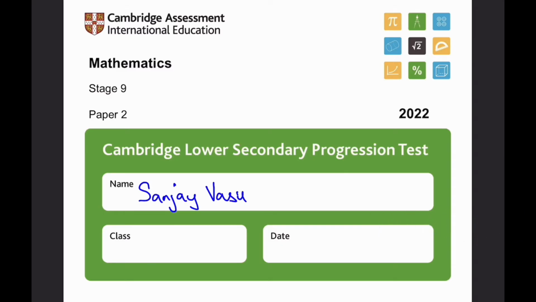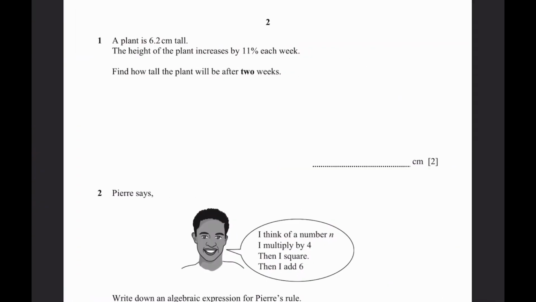This time I'm going to be doing it on the Cambridge Lower Secondary Progression Test for Mathematics Stage 9 Paper 2, 2022. We are allowed to use the calculator. Let's start. Question 1. A plant is 6.2 centimeters tall. The height of the plant increases by 11% each week. Find how tall the plant will be after 2 weeks.